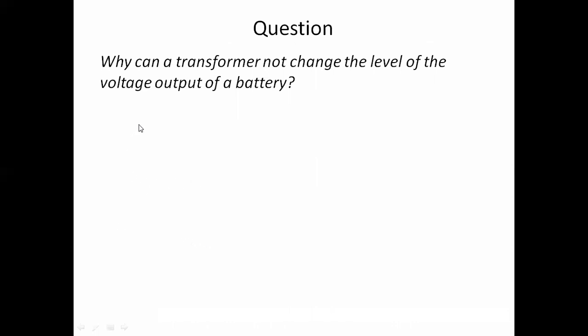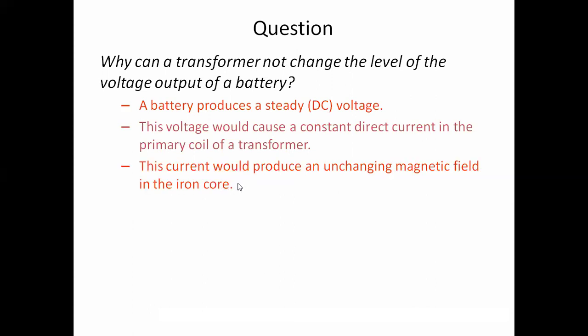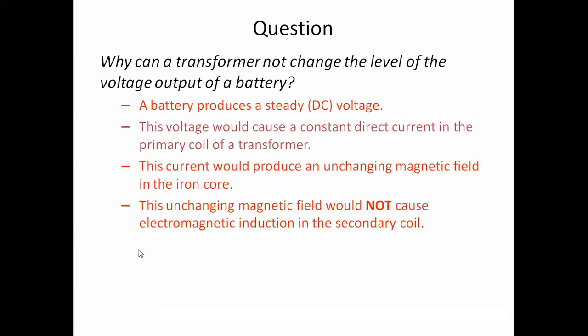Now, a question related to it: why can a transformer not change the level of the voltage output of a battery? A battery produces steady current, and the voltage would cause a constant direct current. The flux will also be constant, not changing. So no current will be induced in the secondary coil. No electromagnetic induction will occur except at the time of switching on and off. So there will be no secondary voltage if there is steady current flowing through the primary.